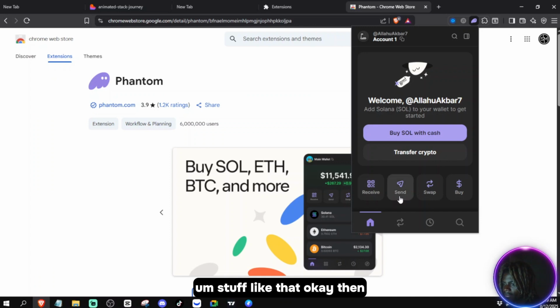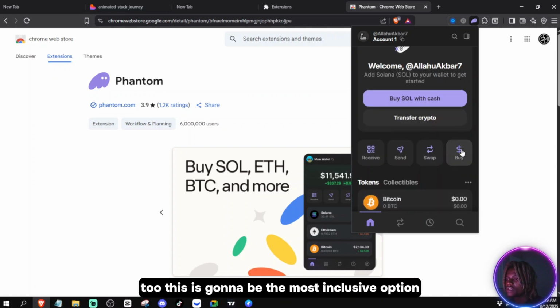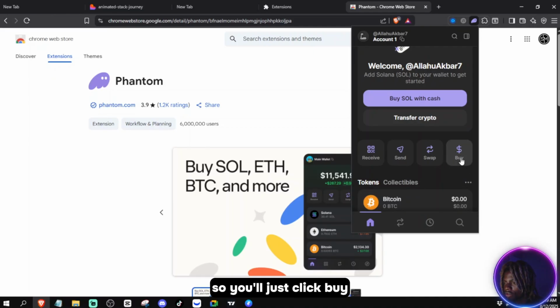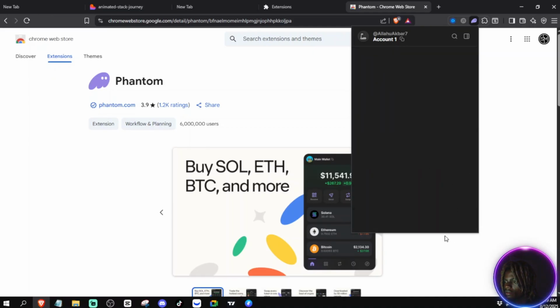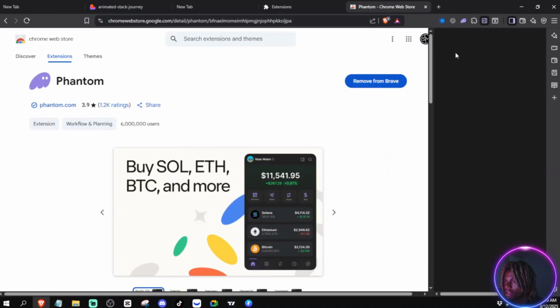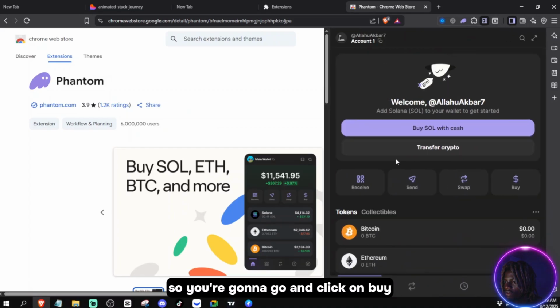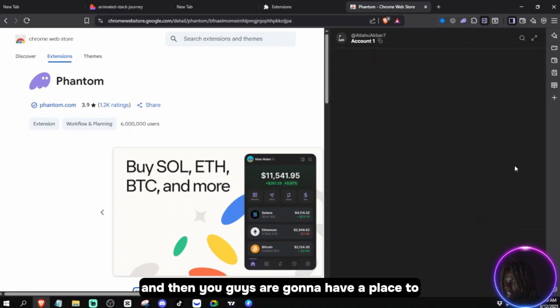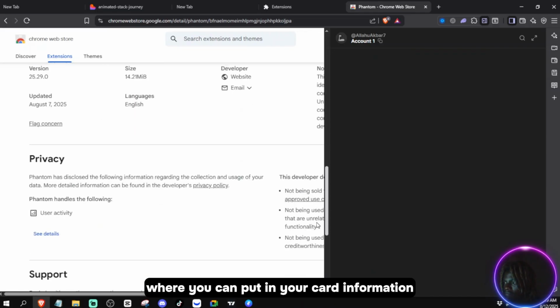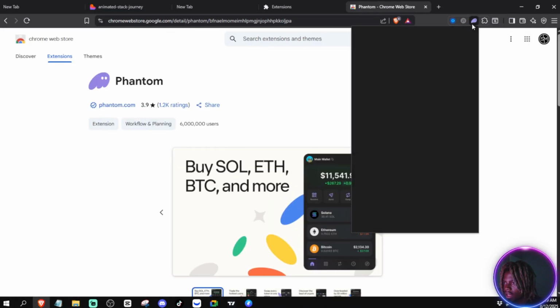Then we're going to have the ability to buy them with our card too. This is going to be the most inclusive option, which I assume you're looking for. So you'll just click buy. After you click buy, you're going to have something pop up here. Mine's just loading. Boom. So you're going to click on buy, and then you're going to have a place where you can put in your card information and purchase the cryptocurrency.